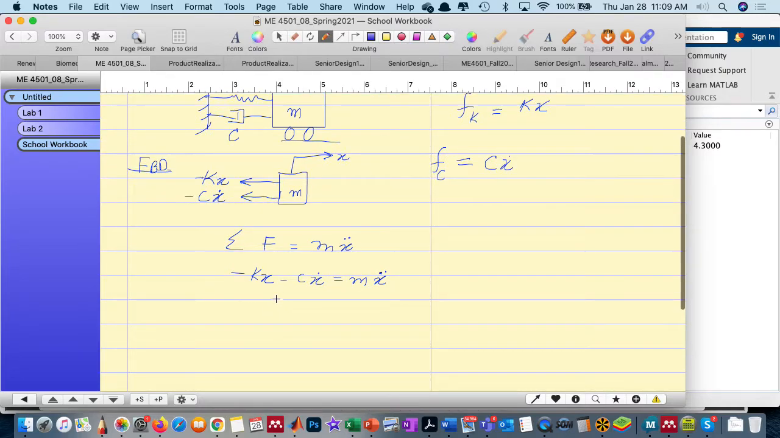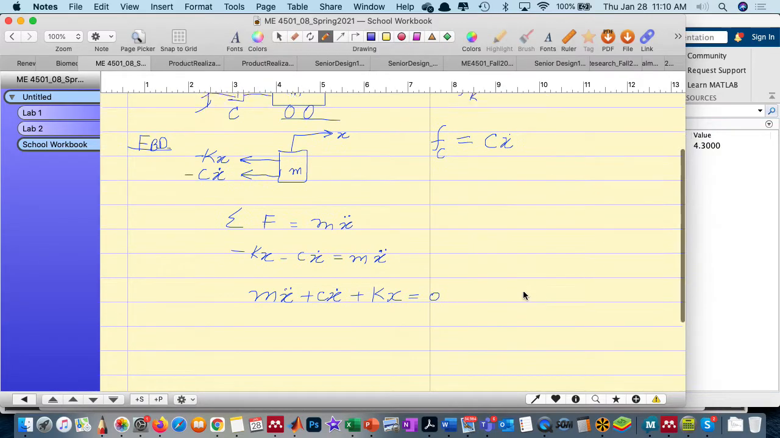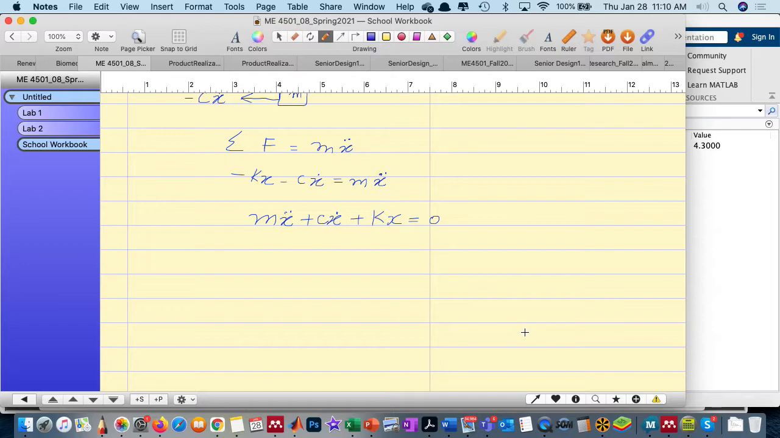x, and if you rearrange these terms, mx double dot, this is the equation of motion of mass spring damper system. And if we normalize the acceleration term, then the second order differential equation looks like this.